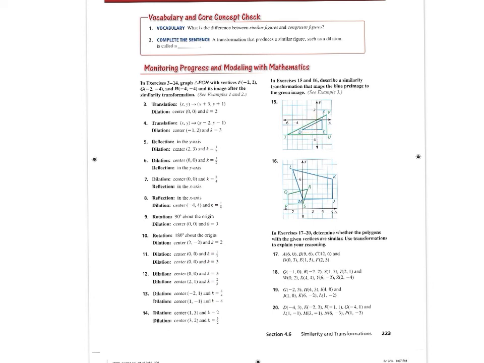Also, if you're given pictures, figuring out the similarity transformation that maps, in this case, the blue image onto the green image, and multiple examples there. And then we have determine the polygons vertices are similar. So this is given coordinates. We compare and decide similarity. So we've got lots of good examples to practice our similarity.